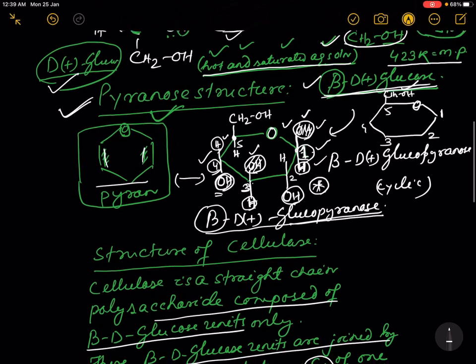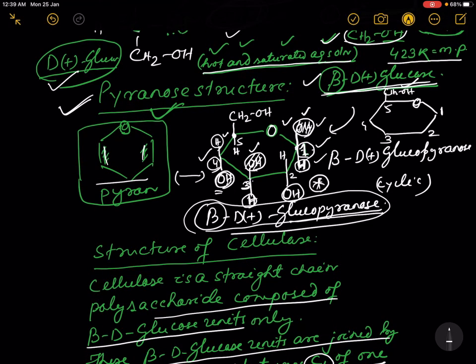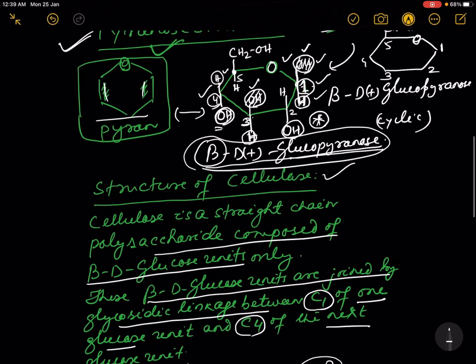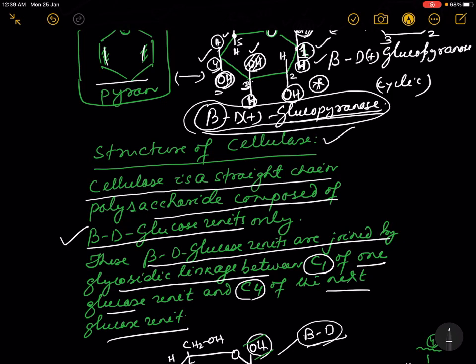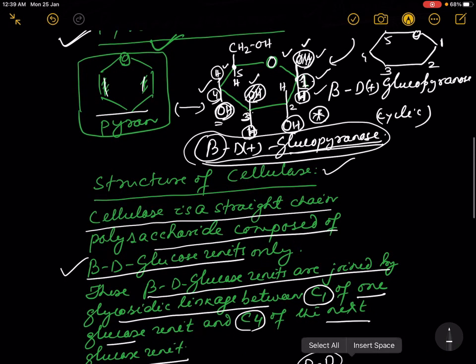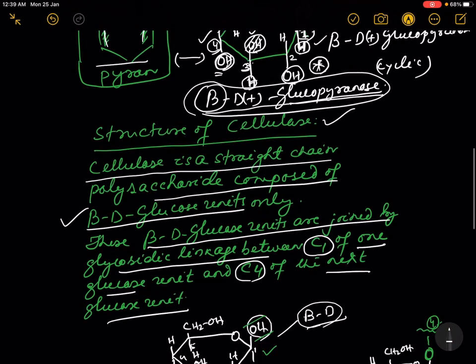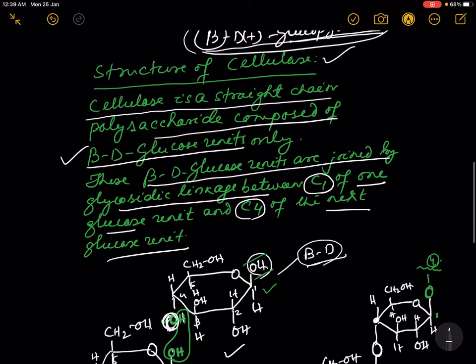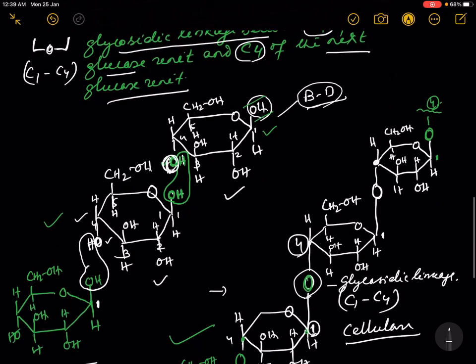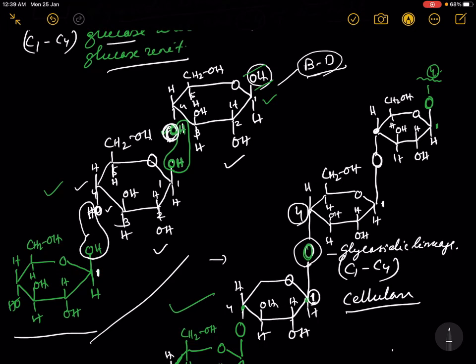Now we have to draw the structure of cellulose. Cellulose is a straight chain polysaccharide composed of beta D glucose units. So we have to draw a polymer of beta D plus glucose. These beta D glucose units are joined by glycosidic linkage. Glycosidic means an O is present between C1 and C4 carbon, C1 of one glucose unit and C4 of the next glucose unit. And you have seen how I have drawn the structure of beta D glucose over here.